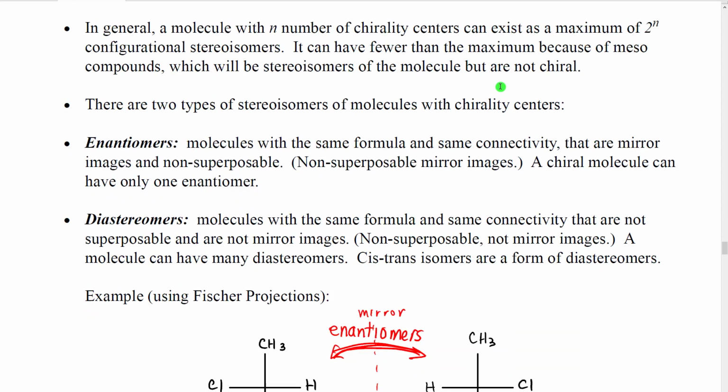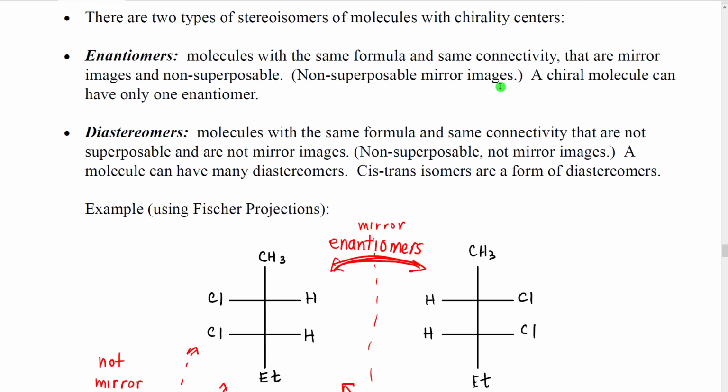Now, there are two types of stereoisomers when we have molecules that have chirality centers. The first is called enantiomers. Enantiomers are molecules that have the same formula and the same connectivity. However, they are mirror images and they are not superposable. So, non-superposable mirror images.